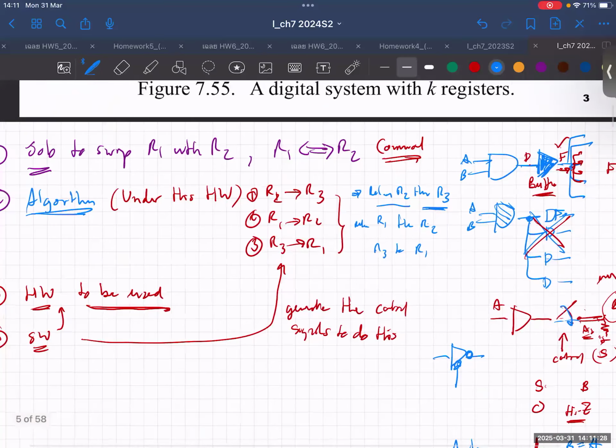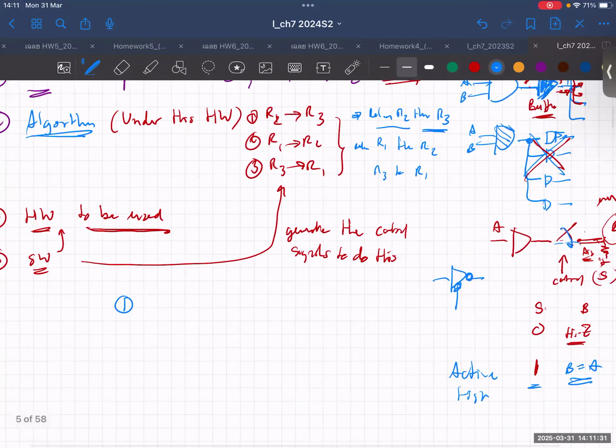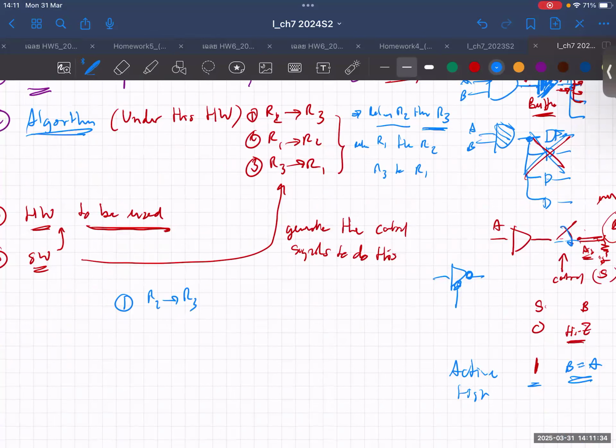Okay, so for each step, you can see for number 1, R2 to R3, you still need 2 sub-steps. Actually, the first one is to activate, or you can say R2 out equal 1, and R3 in equal 1. This releases R2, and this is accepted by R3. And then what? And then wait. The next step, 1.2, is wait. Wait for what? You have to give the clock, right?